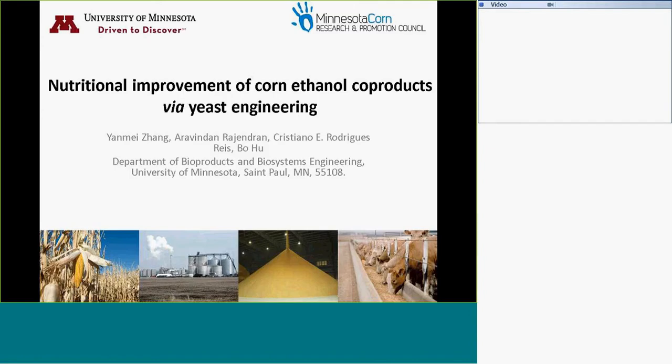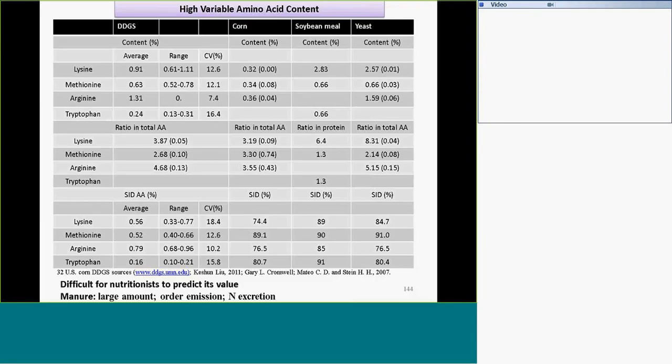And then another idea is to use engineered yeast to improve the protein profile. After digestion, maybe the protein in the dry grain is not suitable for animal consumption, right? Can we improve the nutrients by producing more lysine? This is a profile of the nutrients. You can see lysine is deficient, only 0.91%.